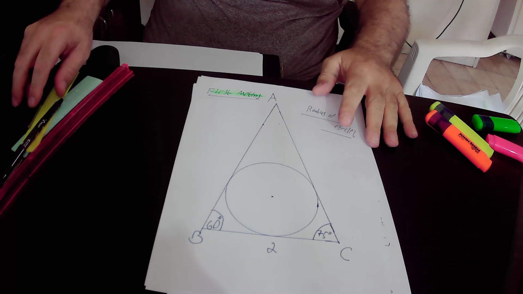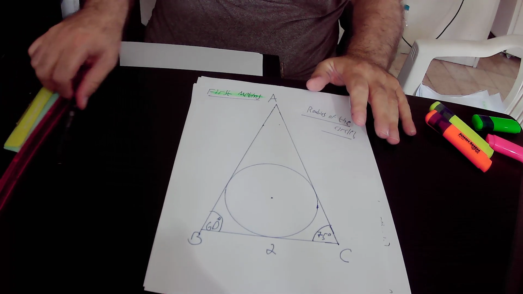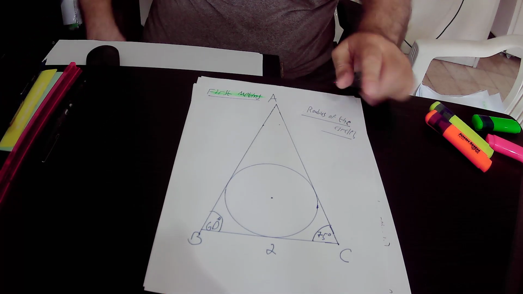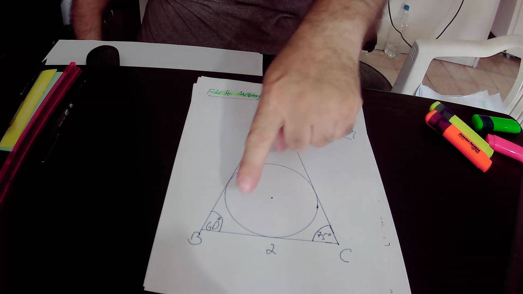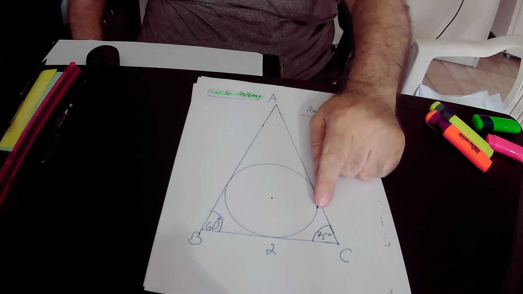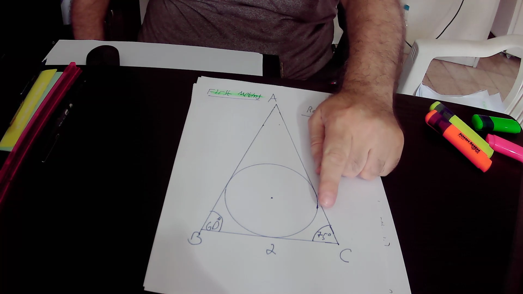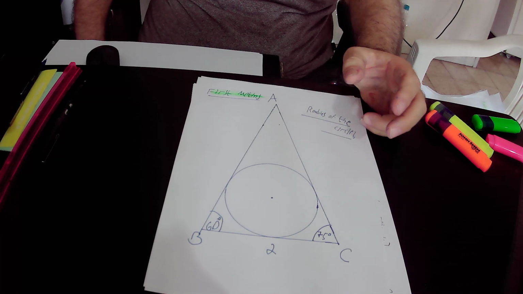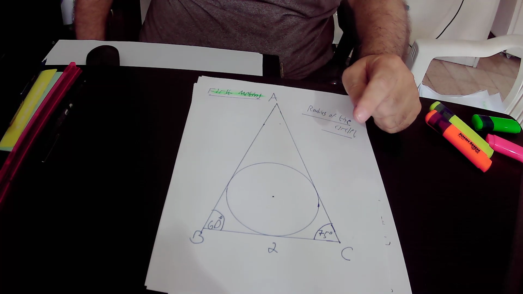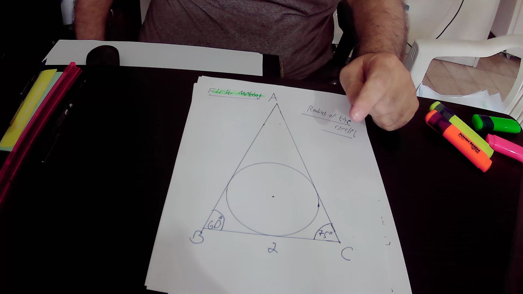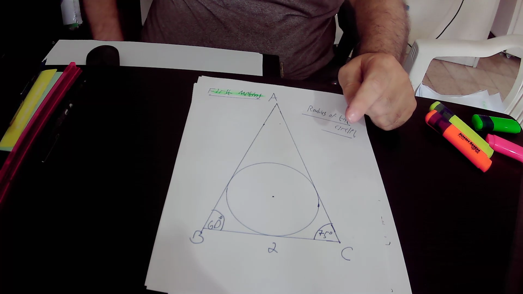In the drawing we have triangle ABC. Side BC equals 2 units, angle ABC equals 60 degrees, angle ACB equals 75 degrees, and our mission is to find out the radius of this circle that is described by triangle ABC. So we start with the first method.